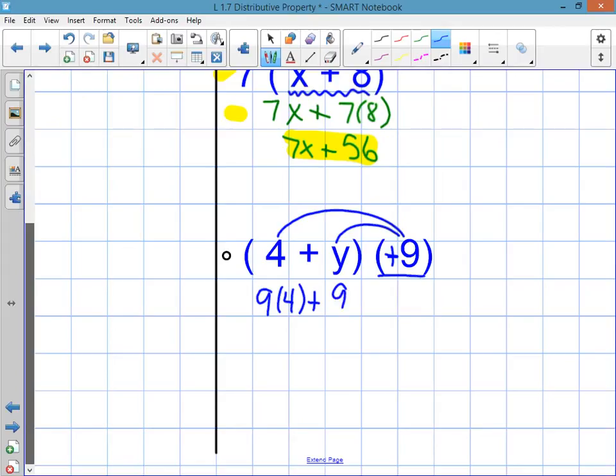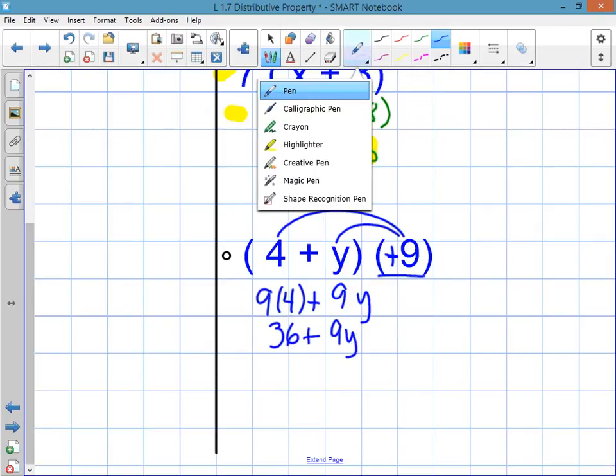plus 9 times the y. And notice I didn't put a little dot between the 9 and the y. I didn't put the y in parentheses because a letter next to a number is implied to be multiplication. 9 times 4 is 36, plus 9 times y, or just 9y, and that's your answer.